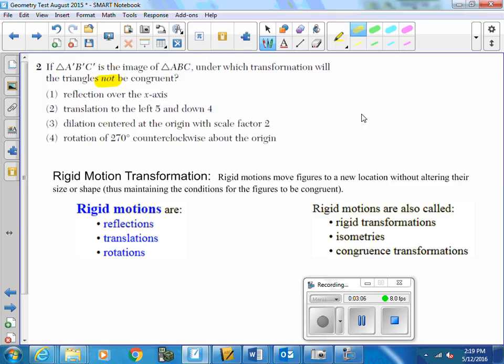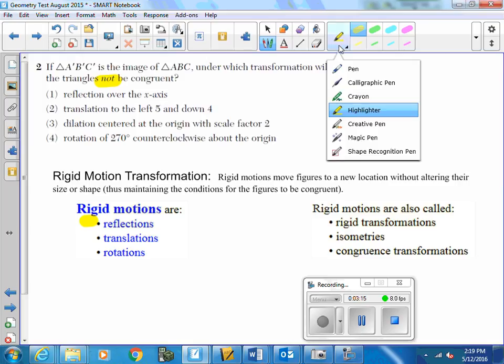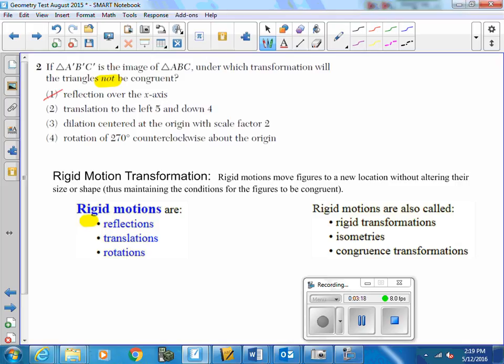All right. So we have number 1, a reflection over the x-axis. Well, a reflection is a rigid motion, which means that the image will be congruent to the pre-image. So that is not going to be our answer. Translation to the left 5 and down, of course, again, that's a rigid motion transformation. Dilation, you don't see that listed here. A dilation centered at the origin with a scale factor of 2 means that the size will change. So that's actually going to be our answer. A rotation, again, is a rigid motion transformation, which means your image will be congruent to your pre-image. All right, so make sure to write these notes down to get full credit.